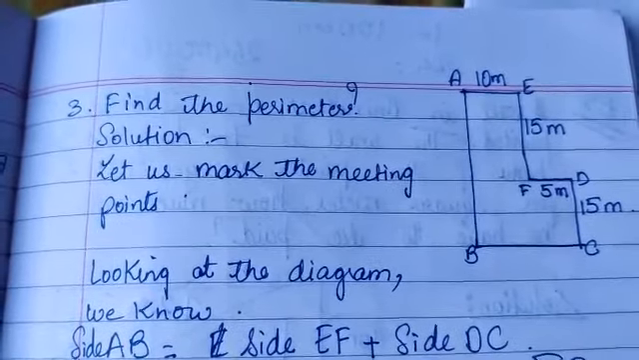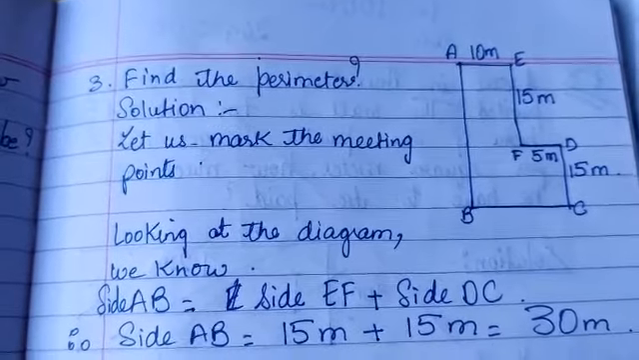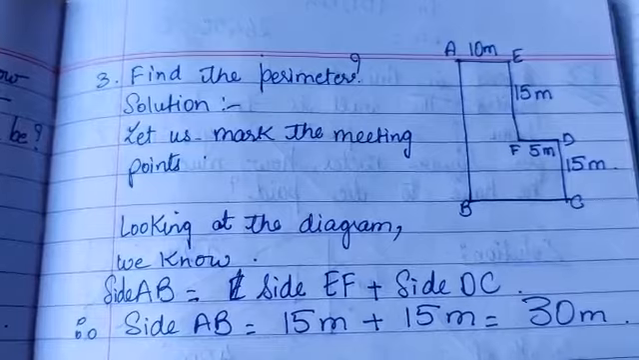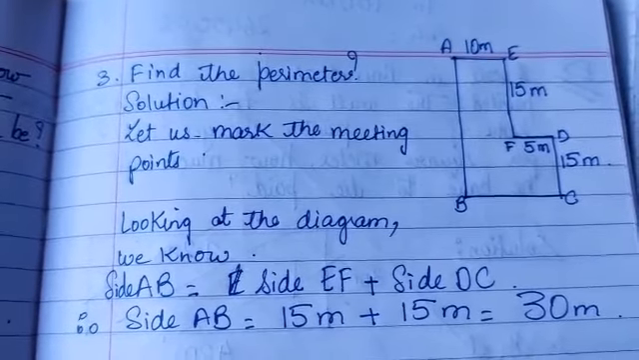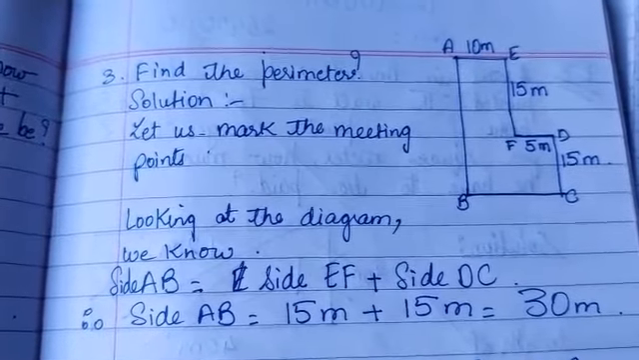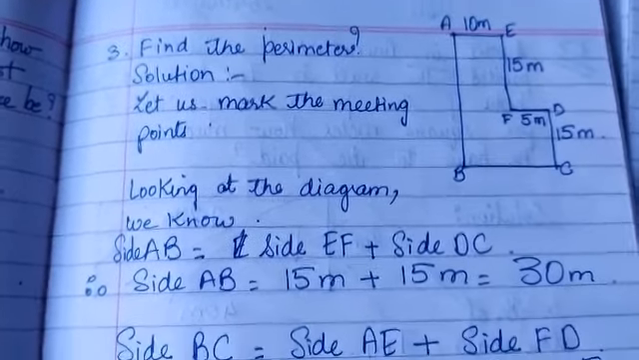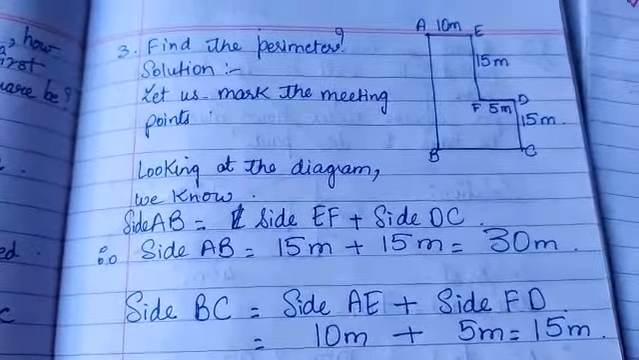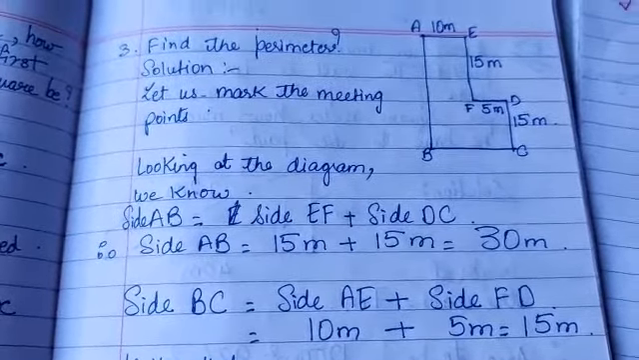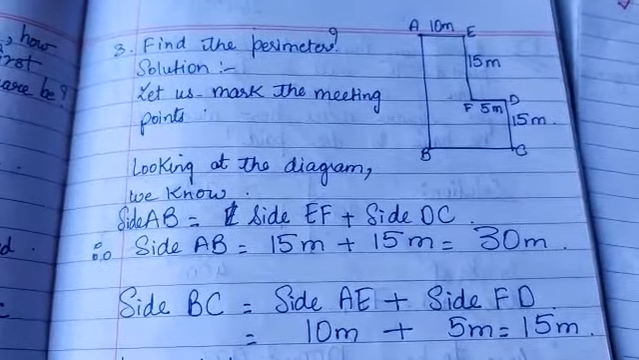Now find the perimeter of the given figure. First let us mark the figure. Looking at the diagram, we know that side AB is equal to side EF plus side DC. So we know that EF is 15 and DC is 15. So side AB will be 15 plus 15, that is 30 meters. Now side BC is also side AE plus side FD. So side BC will be 10 m plus 5 m, which is 15 m.